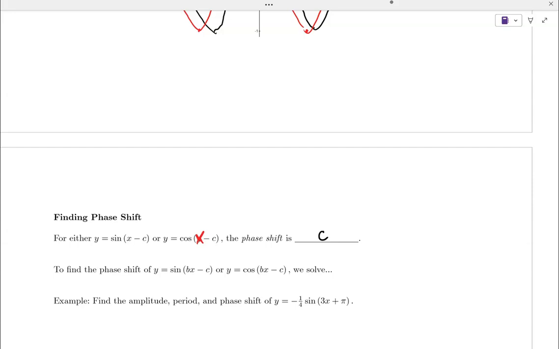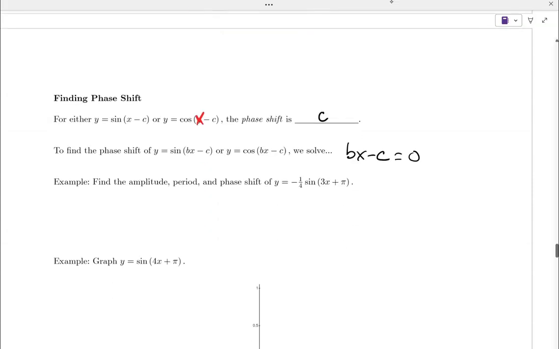So generally speaking, what I was mentioning, when you want to find the phase shift either for y equals sine of something or cosine of something, you're going to solve the equation bx minus c is equal to 0. Okay? Rather than trying to come up with some general rule of how to do it, I think it's just easier to think of it this way. Okay? All right, so let's look at this first example.